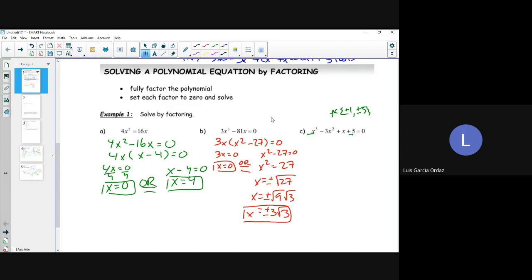So what number, when we plug it into the expression, gives us a 0? It's -1. So we get f of -1 is equal to -1 cubed minus 3 times -1 squared plus -1 plus 5. So you get -1 minus 3 minus 1 plus 5, and that gives us 0.